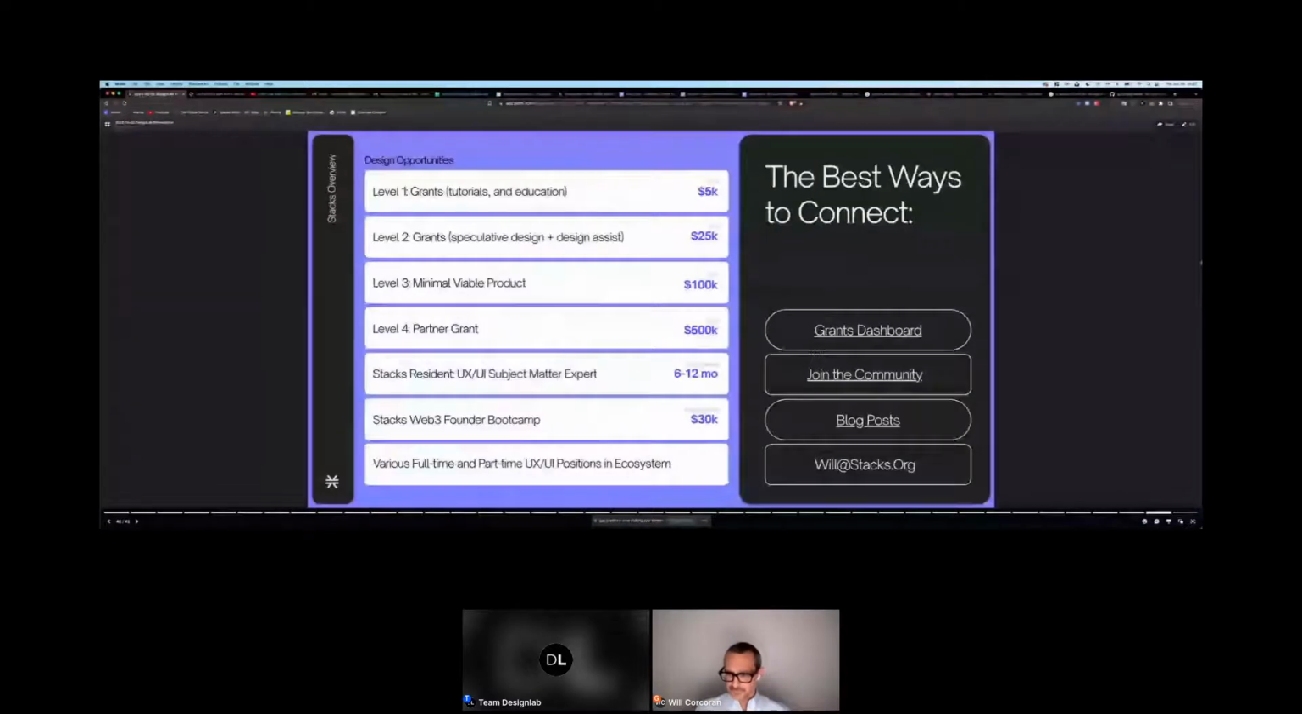And I guess I'll leave it here. You can always reach me by email, will@stacks.org. Probably our primary mode of communication is our Discord. And if you go to grants.stacks.org, that will take you to the grants dashboard, where you can explore some of the grants that are out there and apply for a grant if you're interested. And I guess that is it.